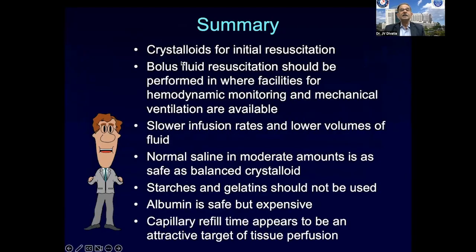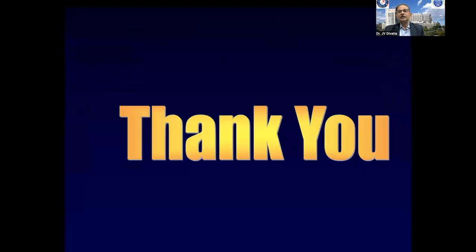To summarize, crystalloid should be used for initial resuscitation. Bolus fluid resuscitation should be performed where facilities for hemodynamic monitoring and ventilation are available. Slower infusion rates and lower volumes of fluid are probably okay. You can use normal saline in moderate amounts. It appears to be as good as balanced crystalloid in moderate amounts. Starches and gelatin should not be used. Albumin is safe, but it's extremely expensive, and capillary refill time appears to be an attractive target of tissue perfusion.